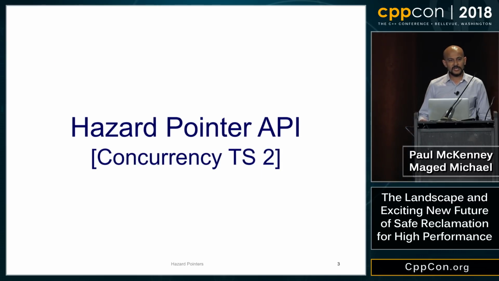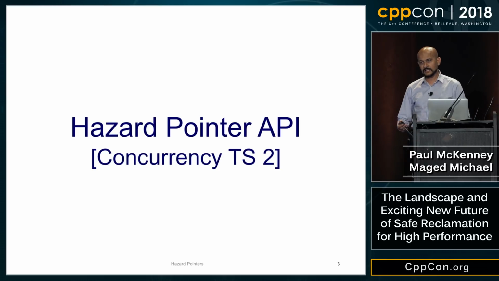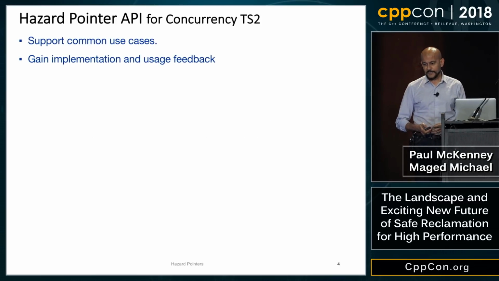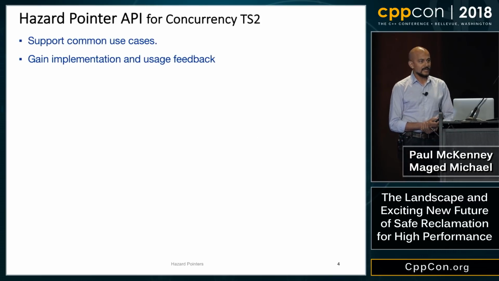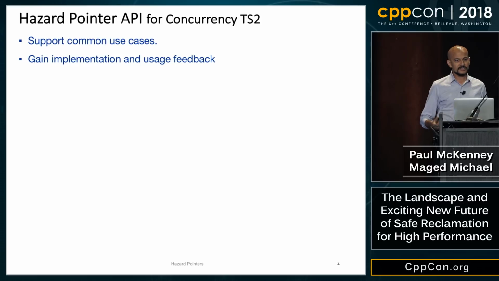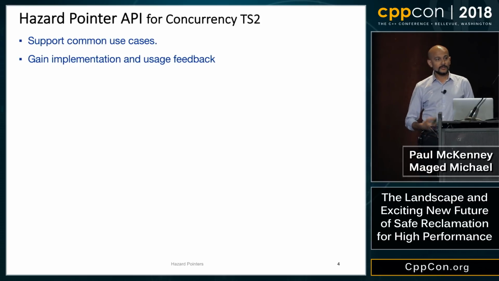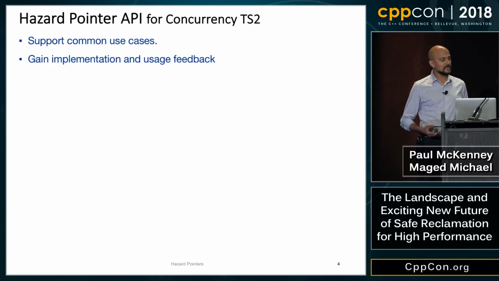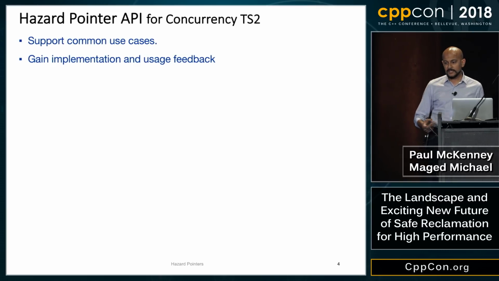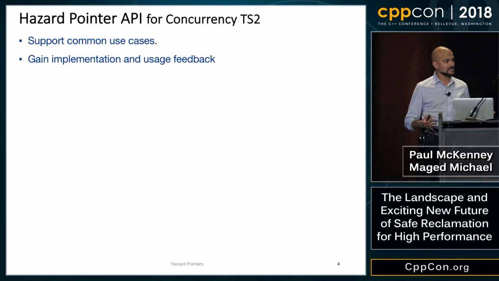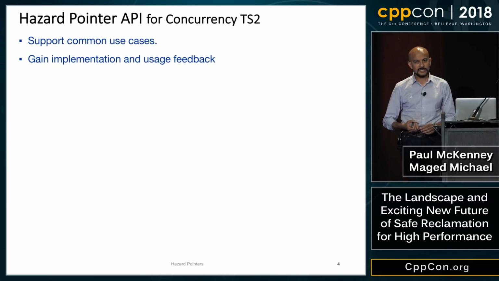Now we're going to take a look at the API for Concurrency TS2. I'll spend some time on that, but most of the time I'm going to look forward beyond that. So for the TS2 API, the main objectives were: we want something useful that actually supports common use cases, and also an API that will help us learn from the TS process to get feedback on implementation and usage. In addition, we actually managed to put a complex memory model there, so that was a good exercise to do as part of this proposal.